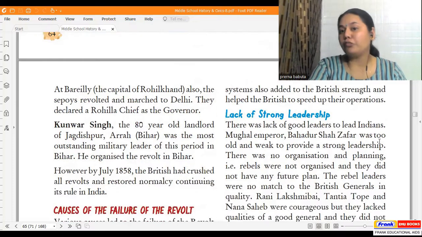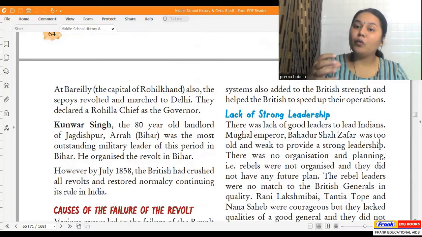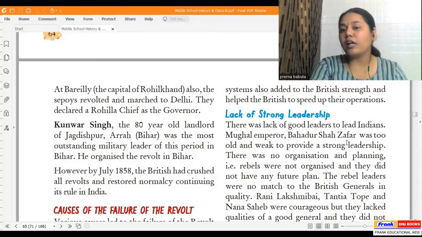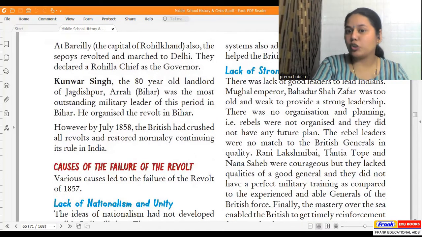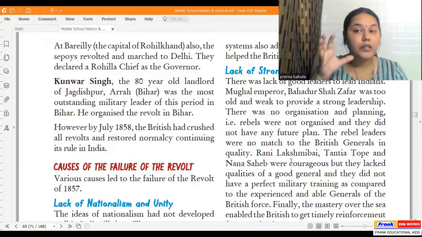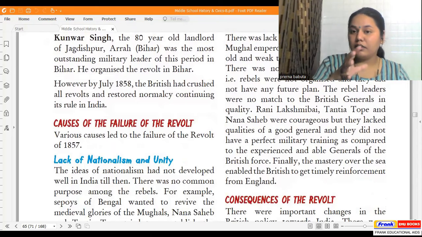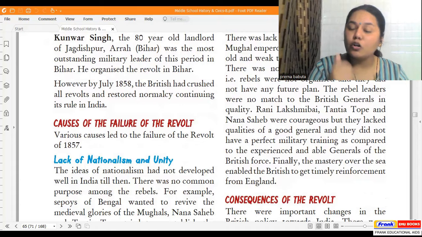And of course, lack of strong leadership, because each ruler was fighting for himself, but not for the entire country as such. And Bahadur Shah Zafar was too old and too weak to put up a strong leadership. The rebel leaders were no match to the British generals in quality. Rani Lakshmibai, Tantya Tope, Nana Sahib were courageous, but they lacked certain qualities, basically the manner in which everyone had to be brought under one roof.